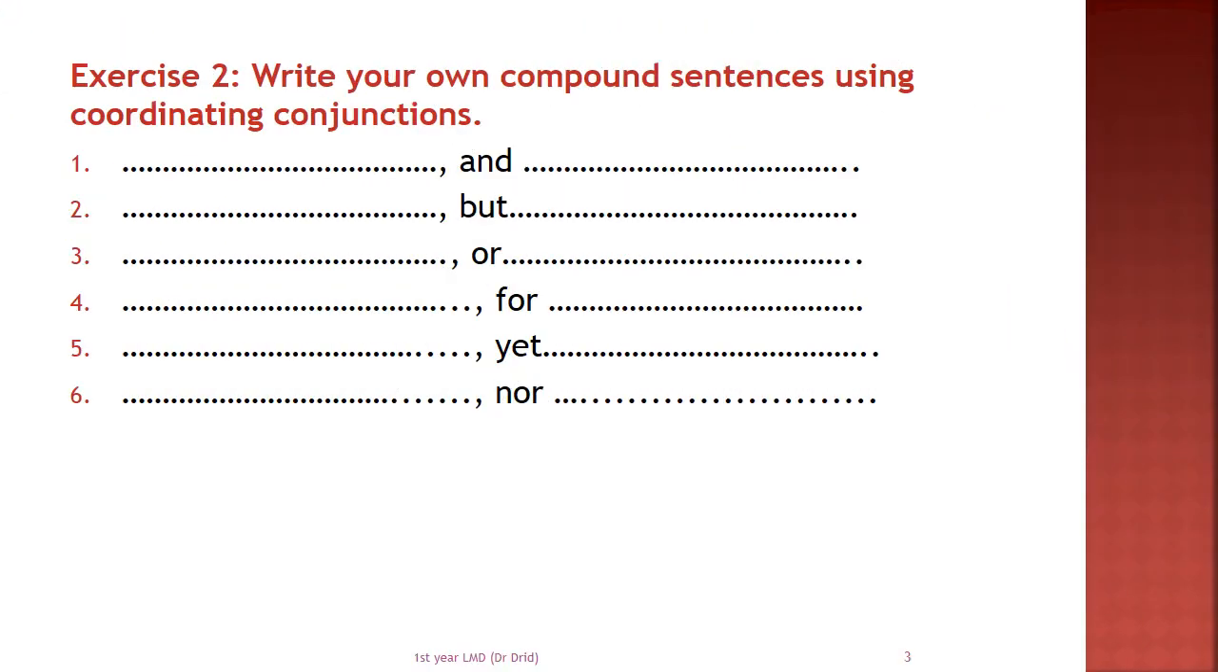This is a second exercise. In this exercise, you are asked to write your own compound sentences using coordinating conjunctions. So you write a sentence with and, one with but, or for, yet, and nor. You have to pay attention that you should use two independent clauses. You should not use phrases.